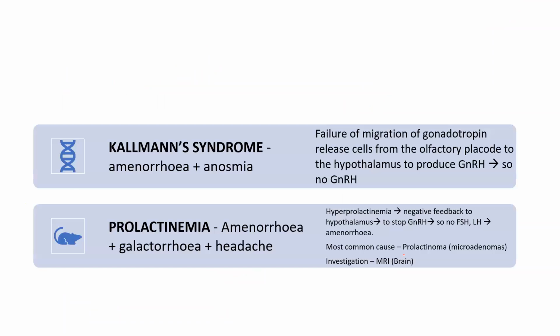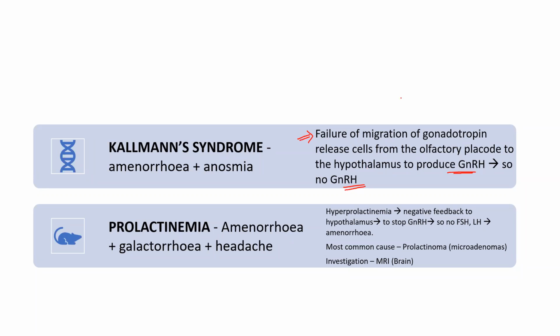Now, Kallmann syndrome and prolactinemia. Talking about Kallmann syndrome, we know that one of the features of Kallmann syndrome is anosmia. Together with anosmia, we have amenorrhea. Kallmann syndrome occurs due to a failure of the migration of gonadotropin releasing cells. And from where do they migrate? They migrate from the olfactory placode to the hypothalamus, and then we produce gonadotropin releasing hormone.